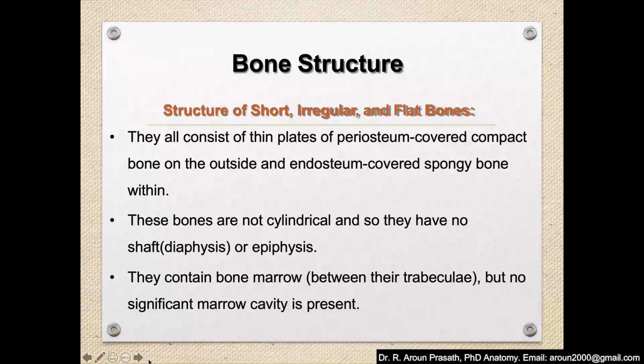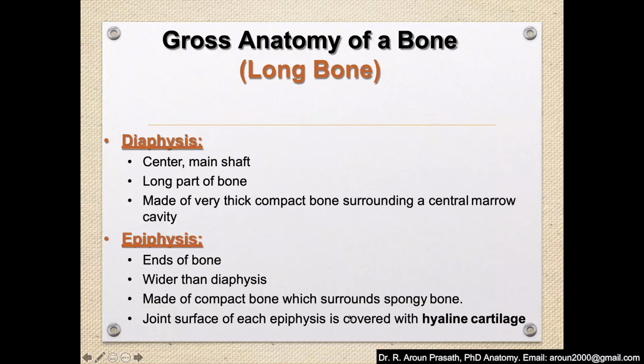Now coming to the structure of the bone. The bone consists of thin plates of periosteum covered compact bone on the outside, and endosteum covered by spongy bone within. The bones are not cylindrical, so they have no shaft or epiphysis. They contain bone marrow between the trabeculae, but no significant marrow cavity is present.